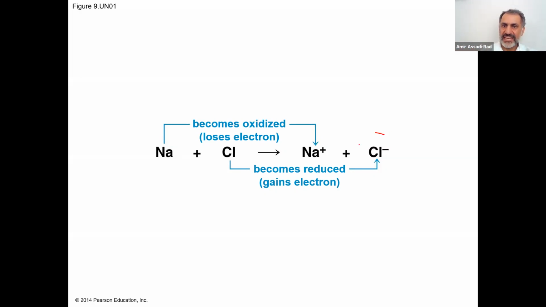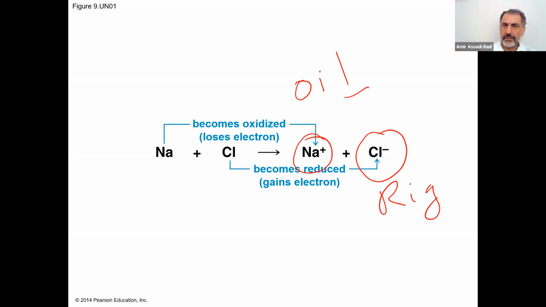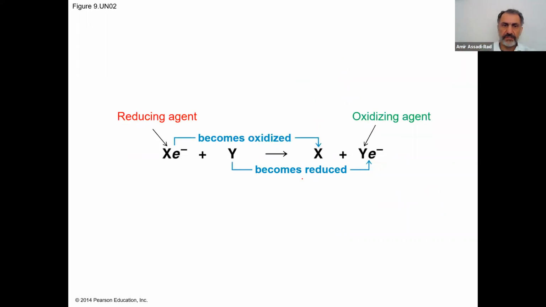Reduction, gain. Remember, RIG. OIL, lose. So sodium is losing an electron. Go back to your first exam material. So, a simple example: this is an ionic bond. You remember that sodium and chloride are bound together ionically. What happens? Sodium loses an electron and chlorine gains an electron. Anyhow, think about these things.